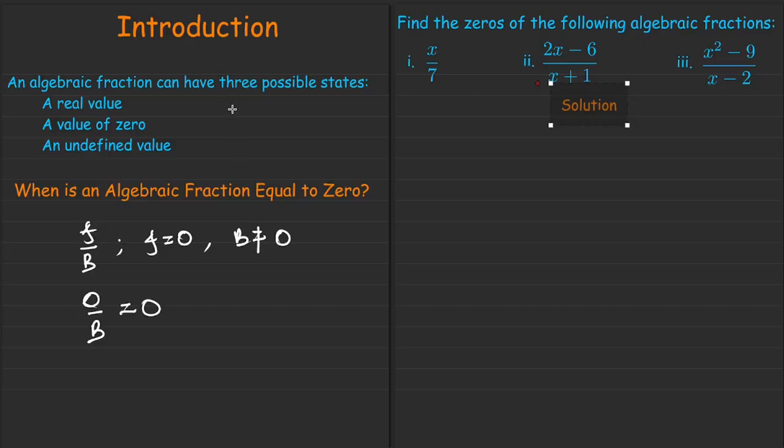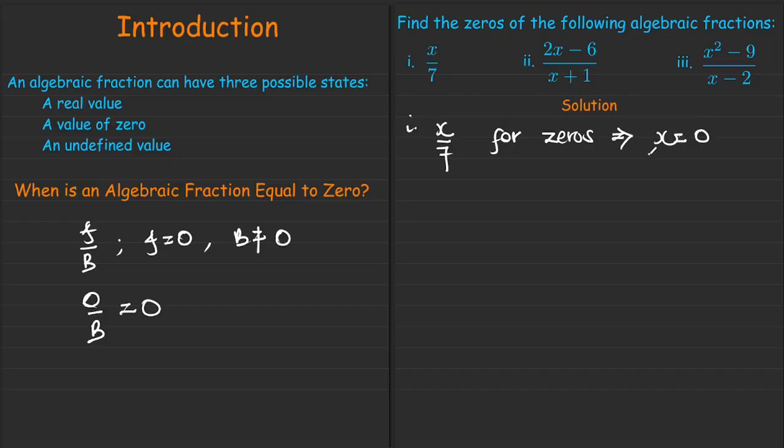To understand what it means to find the zero, let's solve these questions we have over here. The very first one says, find the zeros of the following algebraic fractions. The first one is x over 7. For x over 7, we know that for zeros of an algebraic fraction, it simply implies our numerator, and in this case, our numerator is just x. So x is equal to 0. And that is all. There is nothing to solve.